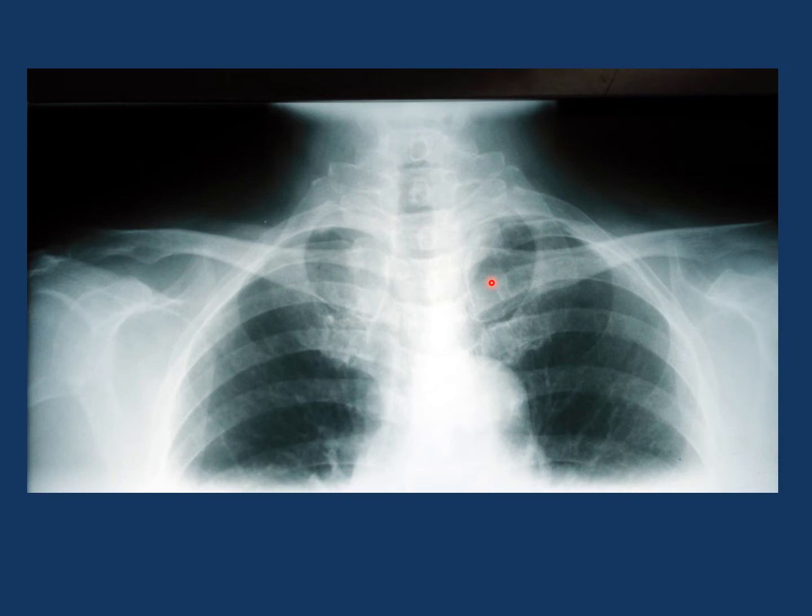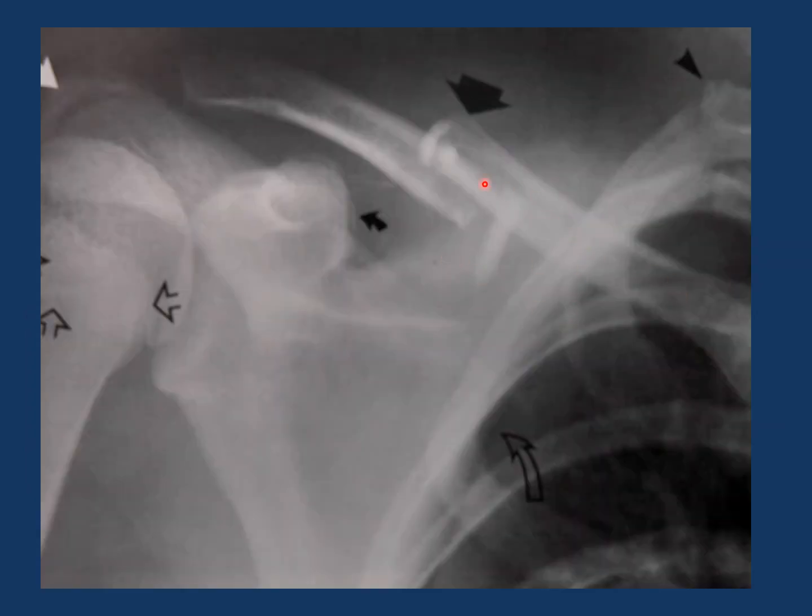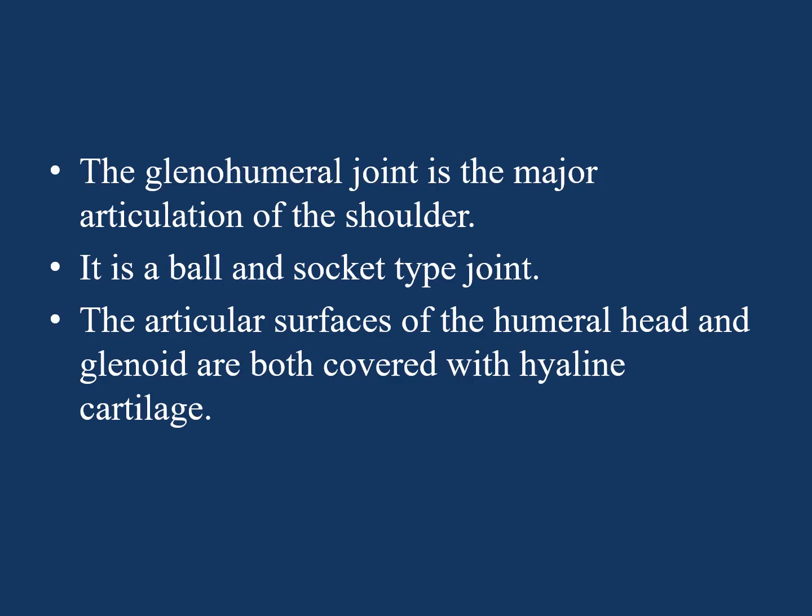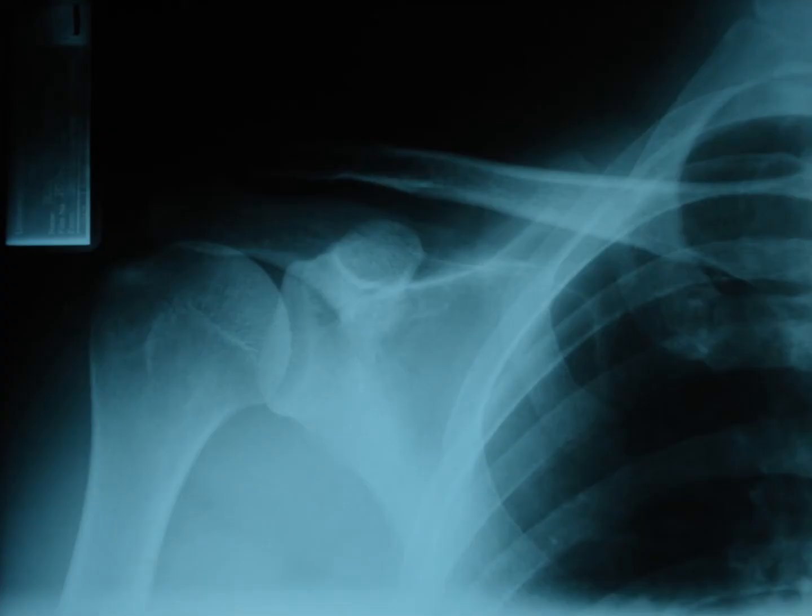Another bone that can be examined would be your clavicle. Here is an example of fracture of the clavicle. The glenohumeral joint is the major articulation of the shoulder. It is a ball and socket type of joint. The articular surfaces of the humeral head and glenoid are both covered with hyaline cartilage.